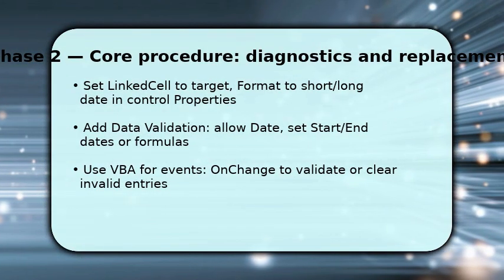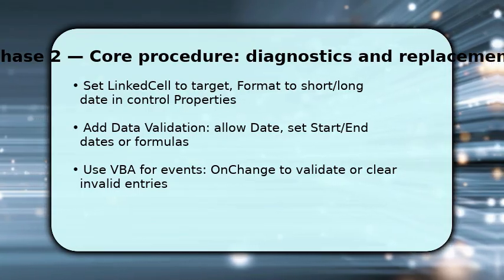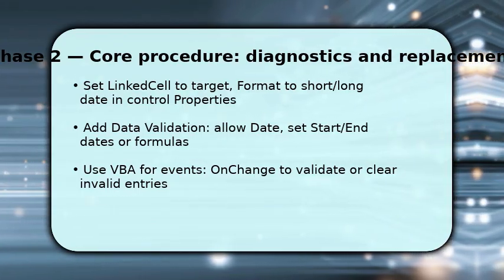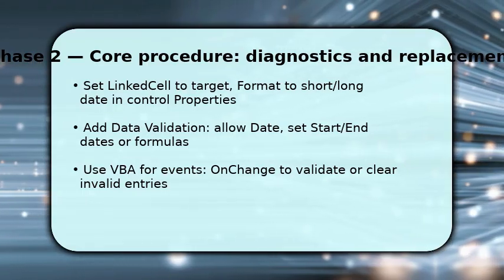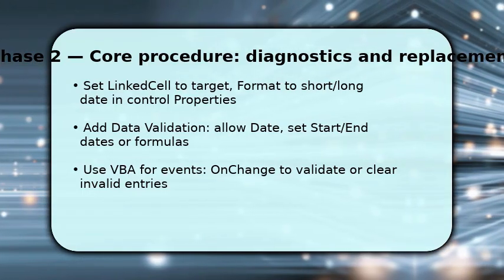Open the control properties and set linked cell to the target address. Also pick the displayed date format. Add data validation on the cell to allow date with start/end limits, or use formulas for dynamic ranges.